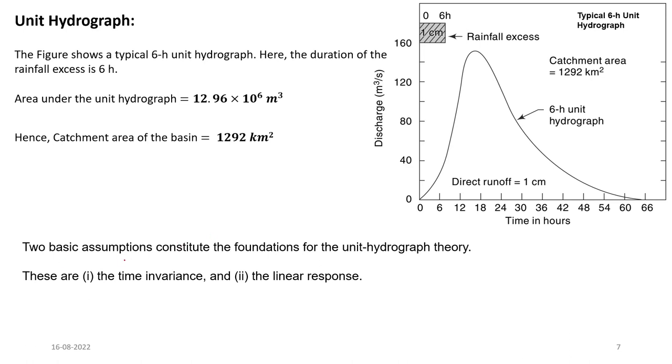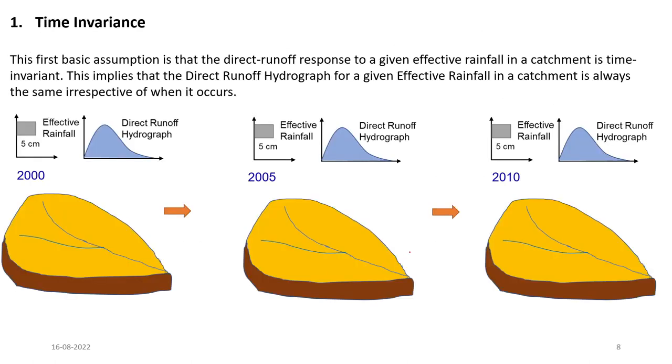The two basic assumptions constitute the foundations of unit hydrograph theory. One is time invariance, another is linear response. Let's see what these are. Suppose you have developed one unit hydrograph for a watershed.